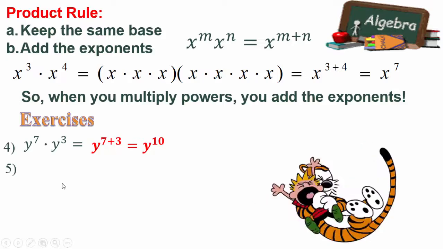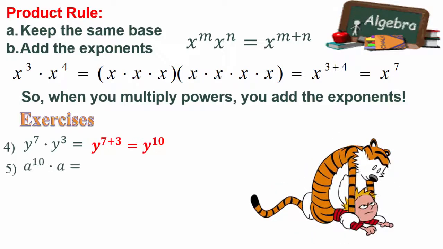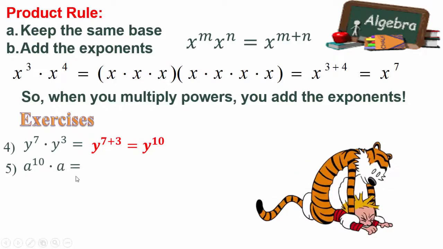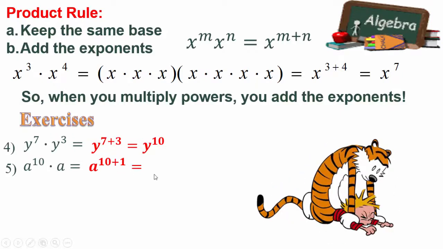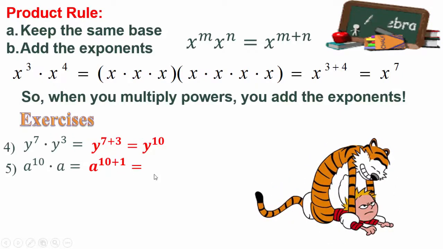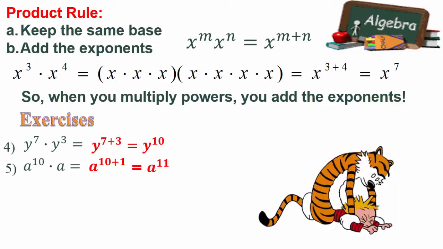For example, number 5. If you don't see an exponent here, we assume that it is 1. So what this means is that this is a to the 10th, and this is a to the first, so that's 10 plus 1, which will give us a to the 11th.